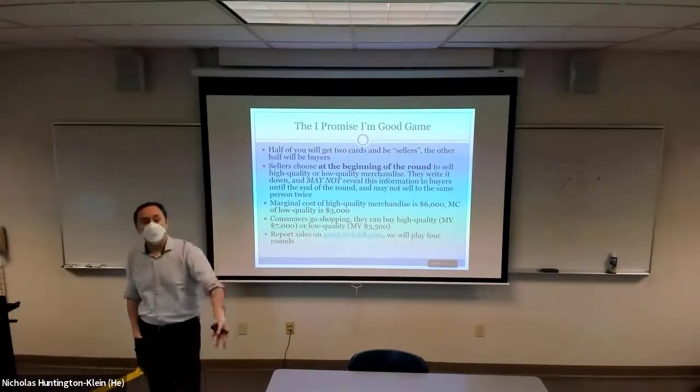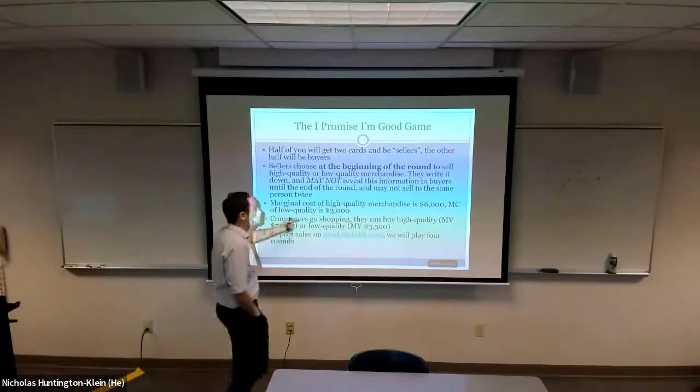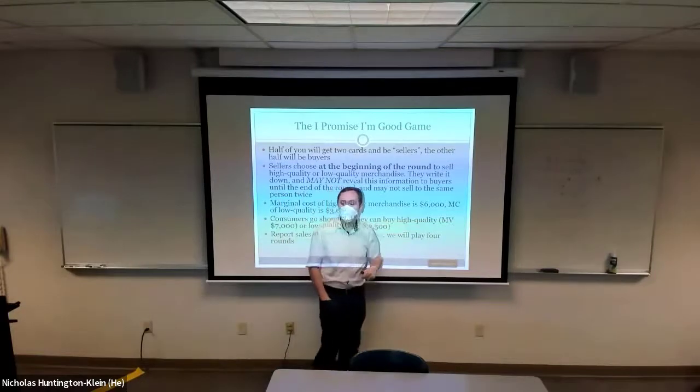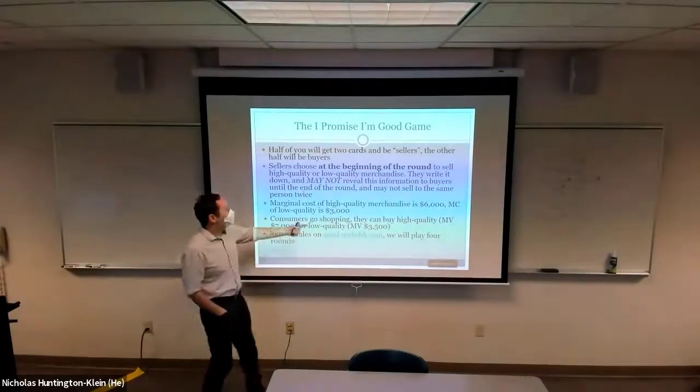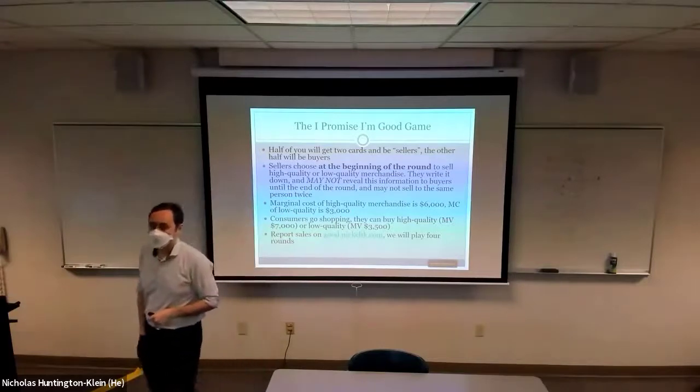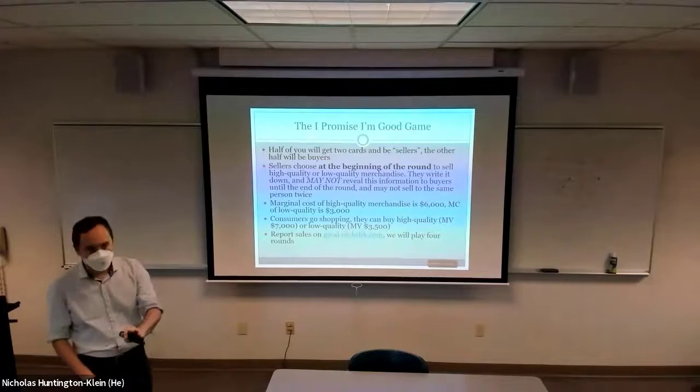There's going to be a marginal cost to you of producing these different kinds of goods. If you've decided to produce high quality merchandise, every unit you sell costs you $6,000 to make. If you choose to make low quality merchandise, it only costs you $3,000. That's the seller side.